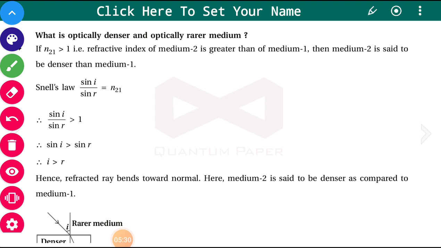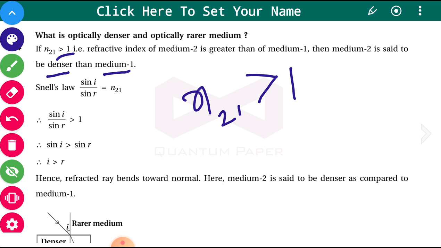Now we talk about the optically denser and optically rarer medium. If this ratio, that is n21, is found to be more than 1, that is, the refractive index of medium 2 is more than the refractive index of medium 1, then we can say that medium 2 is a denser medium and medium 1 is a rarer medium.